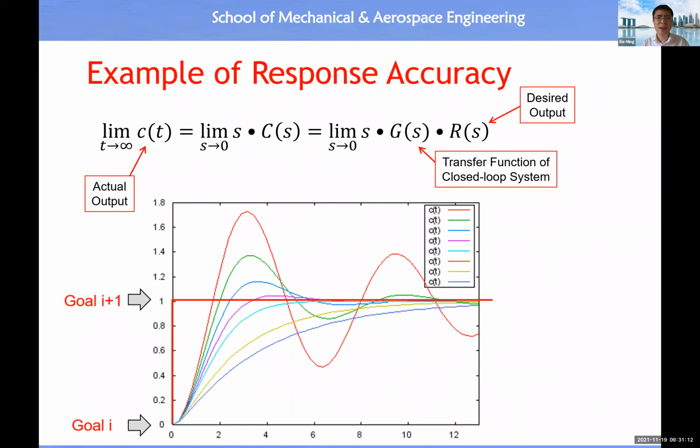Then in terms of response accuracy, basically we just compare the actual steady state response with the desired steady state response. If the difference is zero, then it's 100%. If it's not zero, then you calculate the percentage. And the good news is, with the time and frequency domain design techniques, we have the final value theorem, for us to estimate the steady state value in the time domain without doing the inverse Laplace transform. This is the final value theorem in control theory.